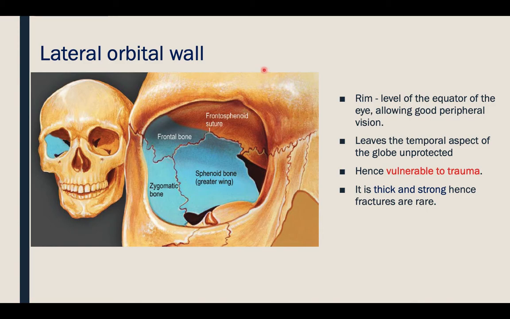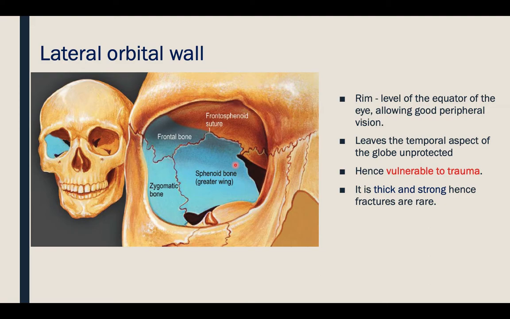Now let's take each wall individually. The lateral orbital wall is made up of 3 bones: the frontal bone, the zygomatic bone, and the greater wing of sphenoid. So what else do we need to know that is clinically significant for the lateral wall?